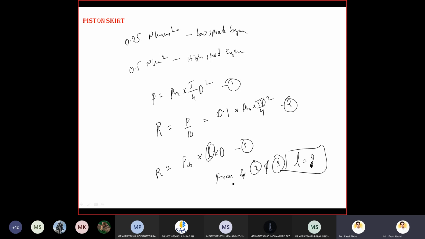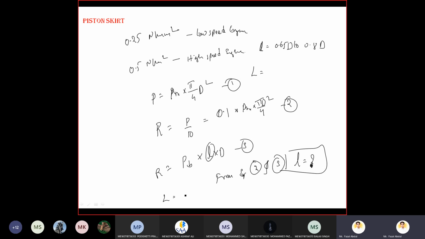Now in actual practice, the length of the piston skirt is taken as 0.65 to 0.8 times the cylinder bore, that is 0.65 D to 0.8 D. Now the total length of the piston, capital L, how much is it?